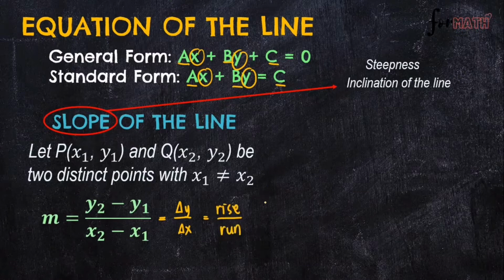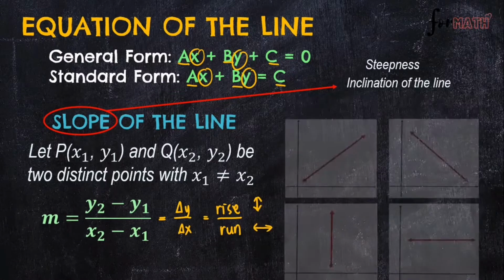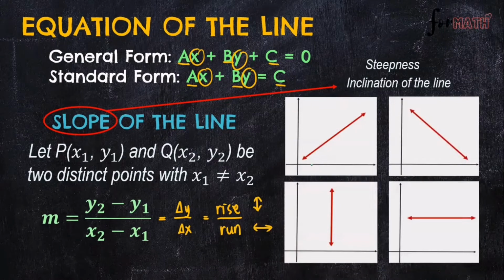Rise means your movement is up or down, then run is left or right. So let's have an illustration. For the first figure, for example, this is our first point and this is the second point. Let's say this is P and this is Q. When we say slope, this is rise, and then run. So ibig sabihin, ang slope natin dito, ano ginawa natin? We go up, so that's positive, and then we go to the right, so that's positive also. Therefore, our slope here is a positive value.